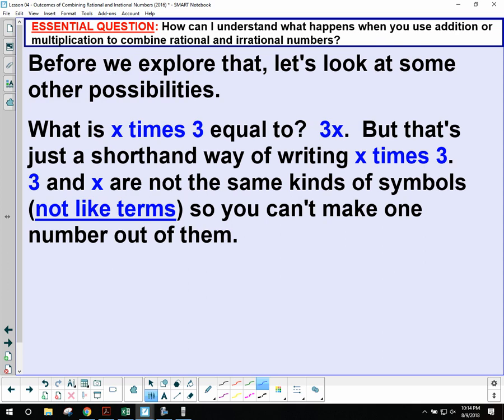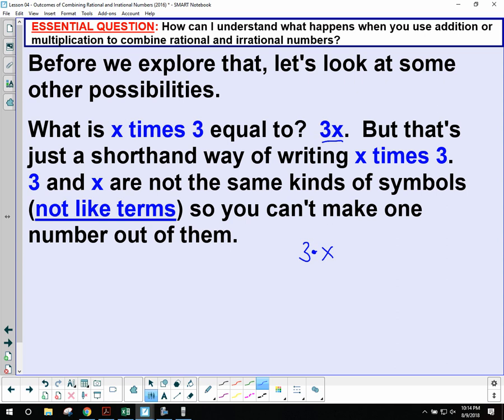So before we explore that, let's take a look at some other possibilities. What is x times 3? Well, as you know, it's going to be 3x. But that's just a shorthand way of writing x times 3. 3 and x are not the same kinds of symbols, not like terms, so you can't make one number out of them. So we need to remember that when you have 3x, you're really saying 3 times x, okay? But y'all already know this. This is back from coordinate algebra stuff.